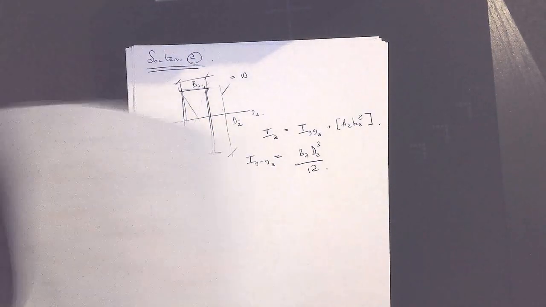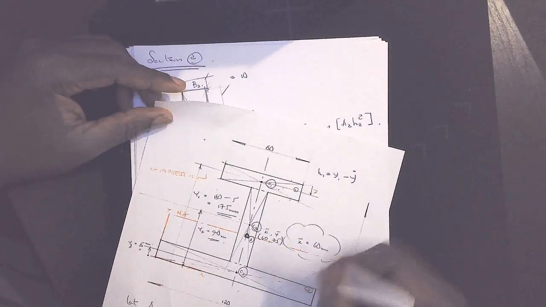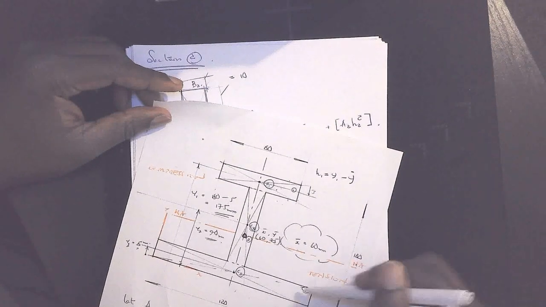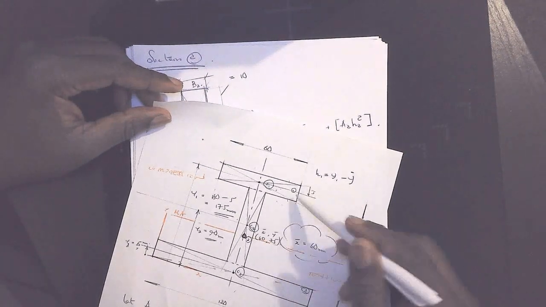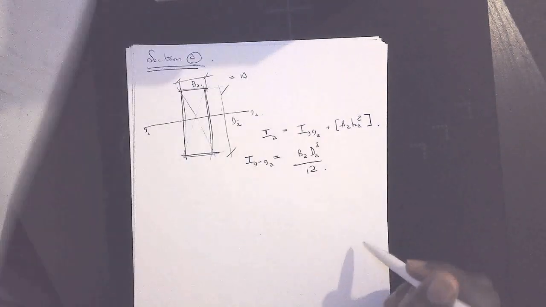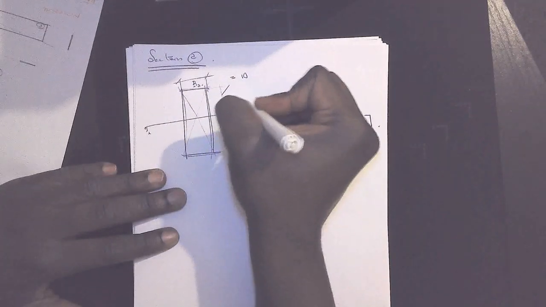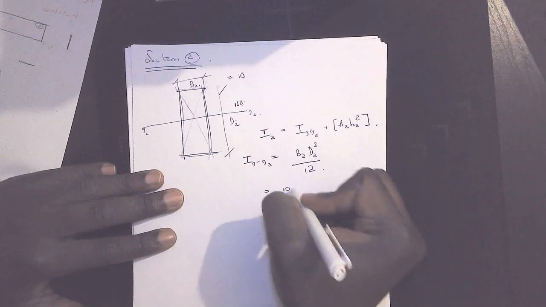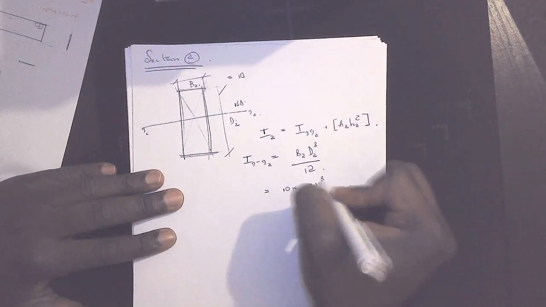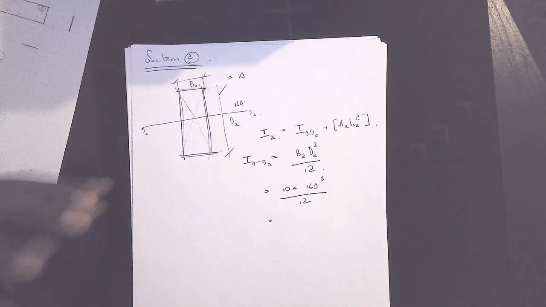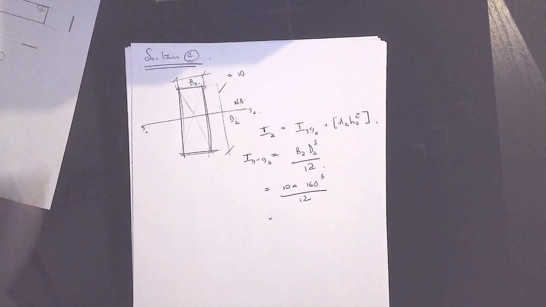And going back to our diagram, the distance there would be 160. So the total height of the section is 180. If the thickness of each flange is 10, that would be 20, and 180 minus 20 gives 160. So D is 160. This will be equal to 10 times 160 cubed, because the magnitude of D is significantly large, so the IGG component's contribution towards the second moment of area will be quite large, right?